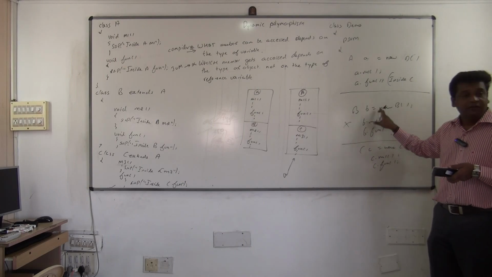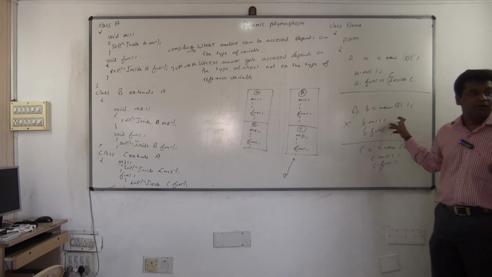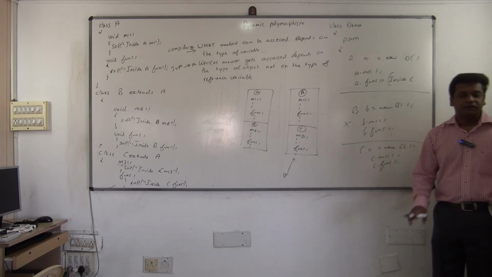Understood? But here you have to change everything. B is equal to new B means you have to change. C is equal to new C. All that you have to change. Understood? So you have to decide.